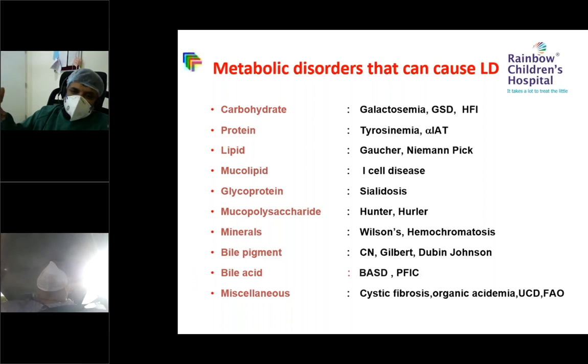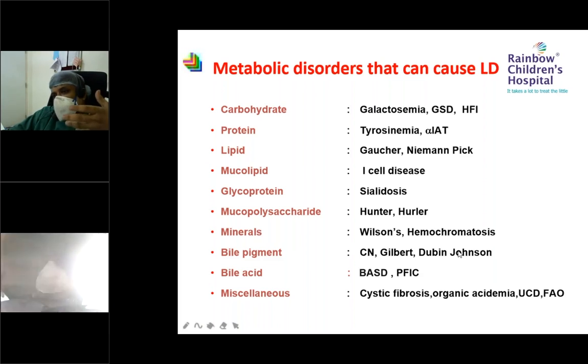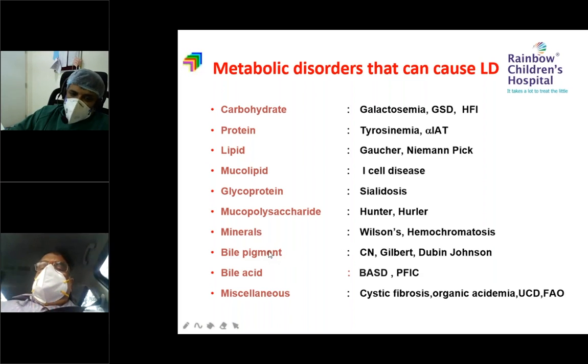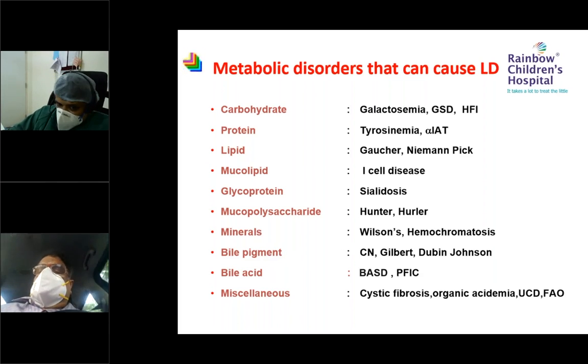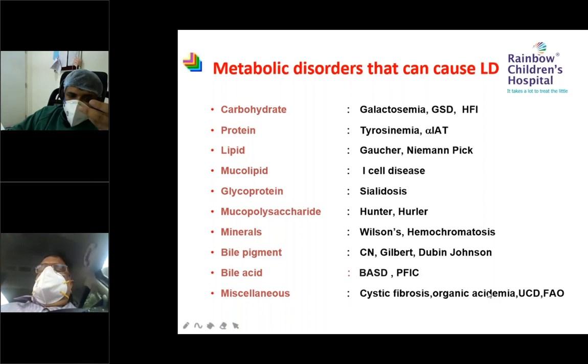Similarly, the lipid storage disorders, which may be Gaucher's or Niemann-Pick disease, are quite stable babies, but they have a very big liver or very big spleen. They can have thrombocytopenia as the manifestation. Similarly, in the mucopolysaccharidoses, when there is facial dysmorphism, they may have a Hurler phenotype or a Hunter phenotype. The minerals include Wilson disease and hemochromatosis. The bile pigment disorders are Crigler-Najjar syndrome, Gilbert syndrome, and Dubin-Johnson syndrome.